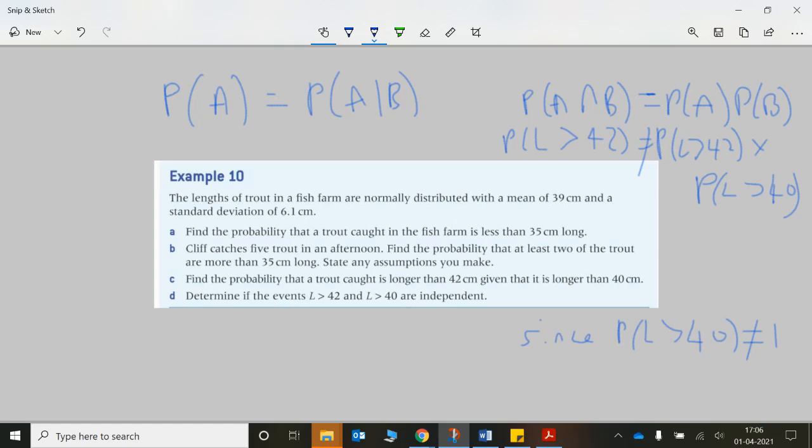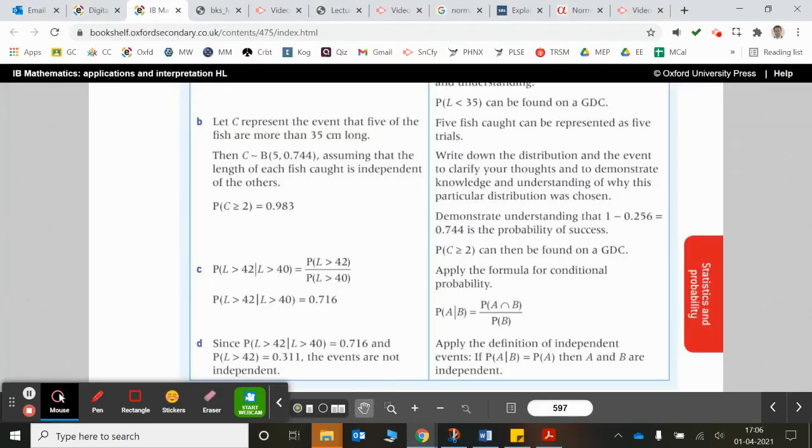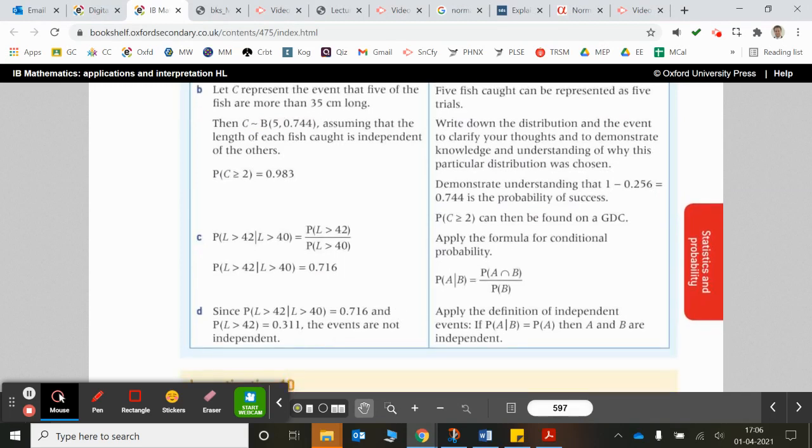The book answers slightly differently. The book does it via this method. It says, well, look, the probability of A is the probability that L is greater than 42. And this we worked out from the previous part of the question, which is clearly not the same as this. Therefore, again, they are not independent. That's what the book says. Okay, events are not independent.